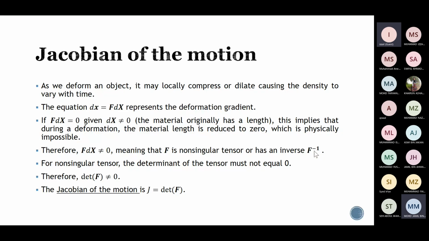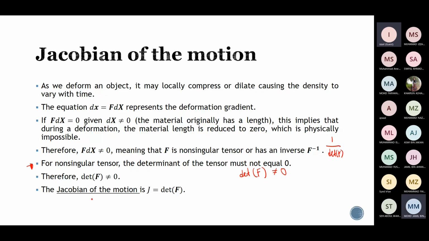Okay, matrix boleh dicari dia punya inverse. So for a non-singular tensor, the determinant of the tensor must not equal 0. So this is the condition for finding the inverse. Okay, I think I've explained this in the lecture on matrix. So if you have an inverse, then the determinant of F tak boleh jadi kosong. Okay, kalau kosong, dia punya inverse tu akan jadi infinity. Because if you want to find the inverse, you need 1 over determinant F, divide by the determinant of F. So the determinant cannot become 0.